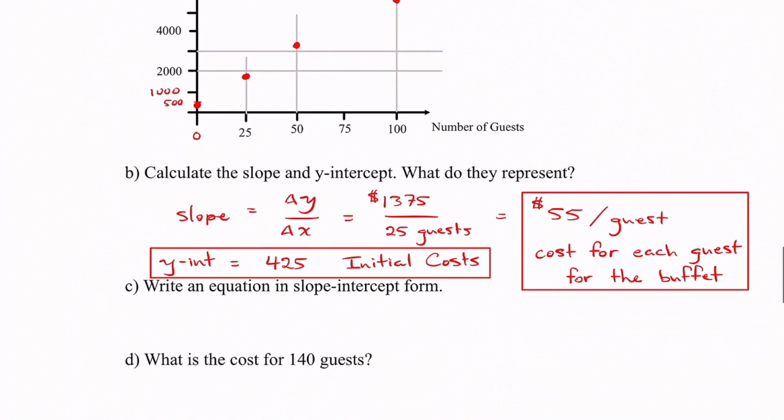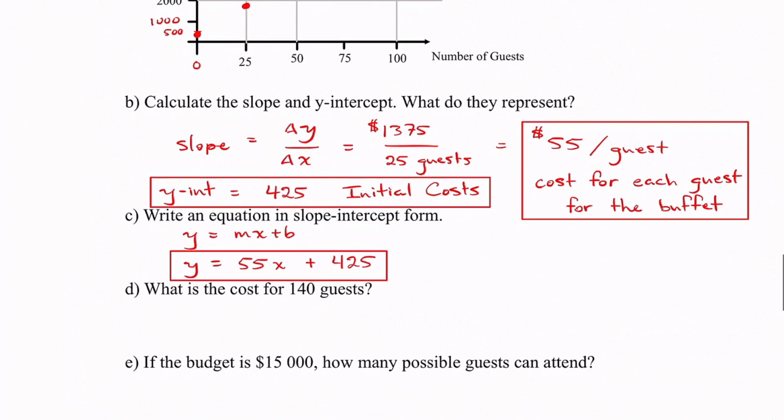Moving to part C, it says write an equation in slope-intercept form. Remember that's y equals mx plus b. I already know what the slope and the y-intercept are. So y equals m, which is 55, that's our slope, and then we have the x, don't forget to put the x, plus b, which is our y-intercept, 425.